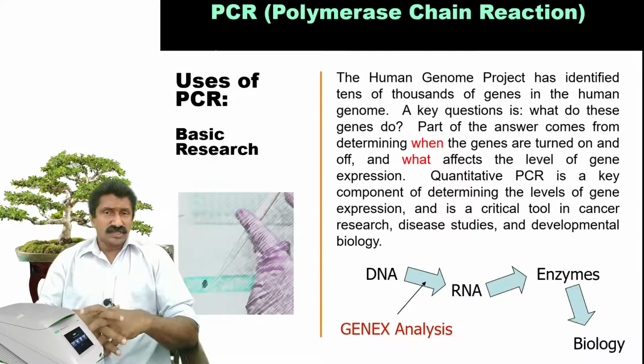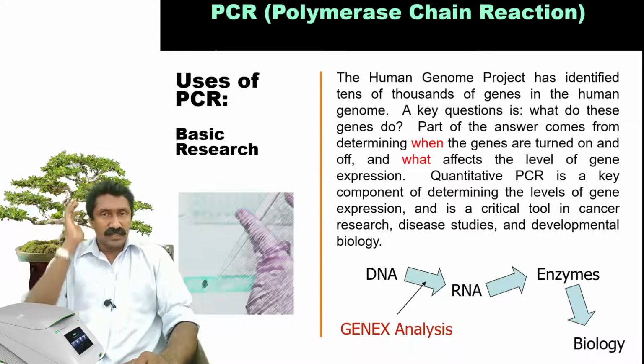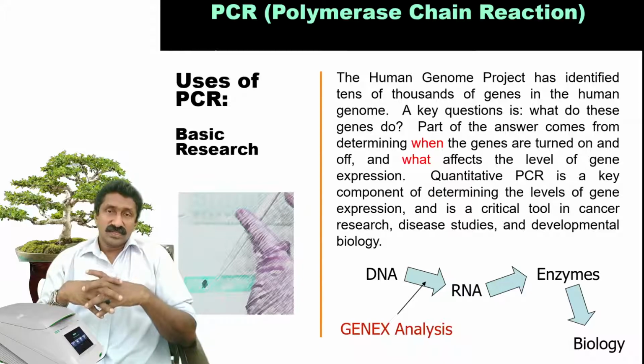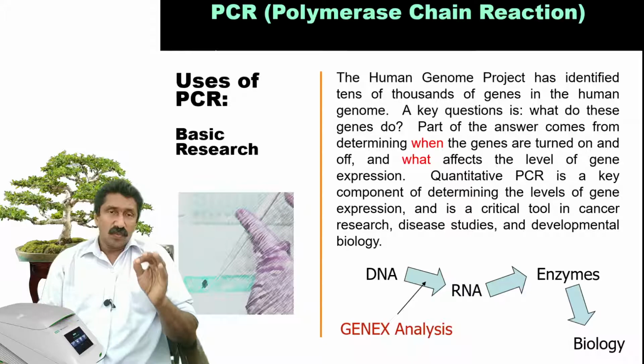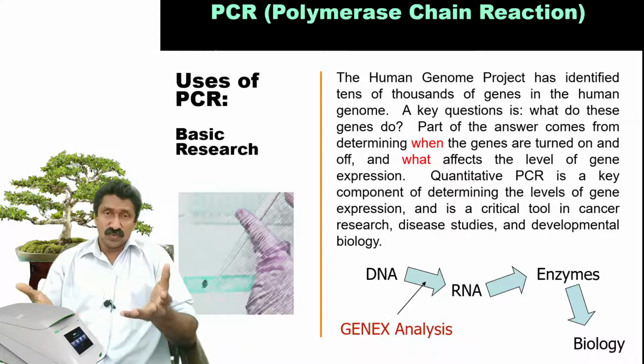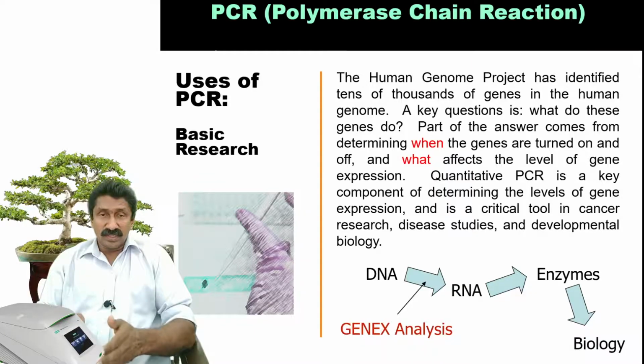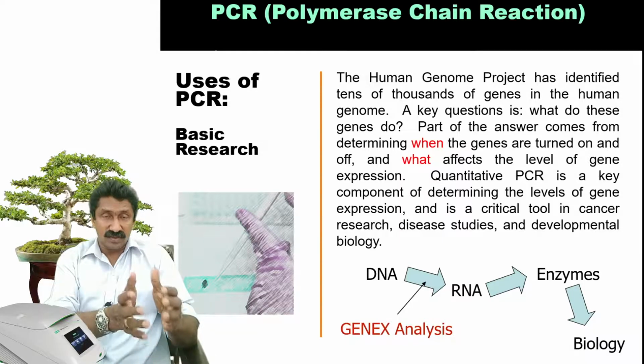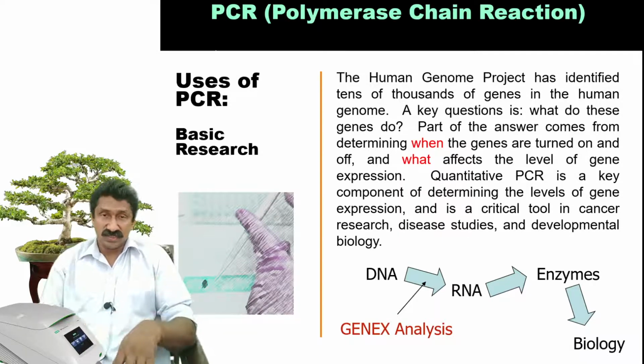Then there are some basic research applications as well. The Human Genome Project has identified tens of thousands of genes in the human genome. A key question is, what do these genes do? There are maybe 30,000 genes present in the human genome. So when we ask the question, what do these 30,000 genes do? Part of the answer comes from determining when the genes are turned on or off, and what affects the level of gene expression.